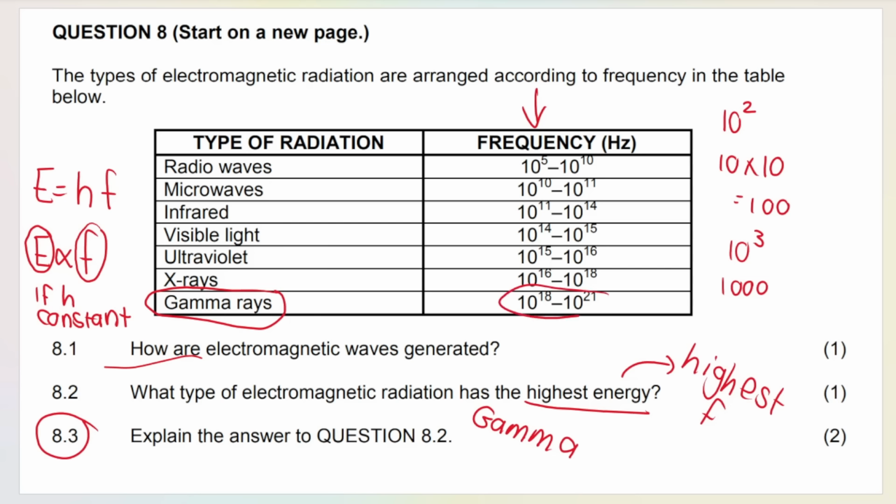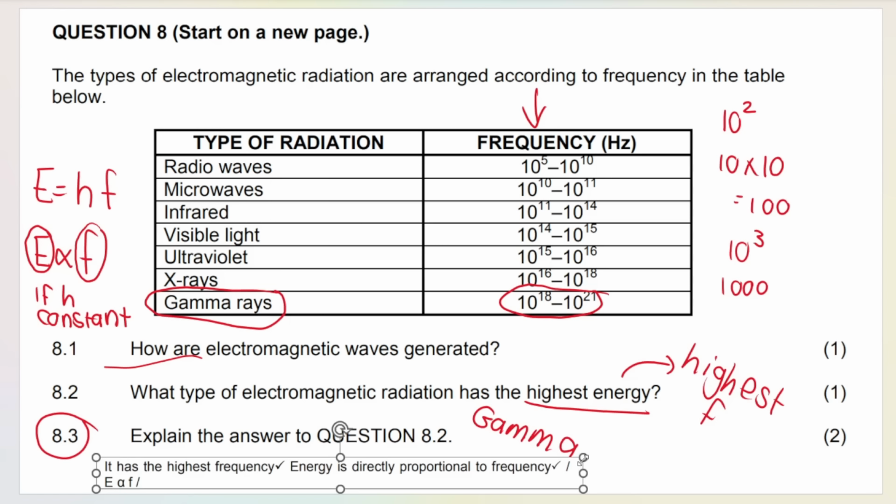That's very big numbers. Gamma rays have the highest frequency and the highest energy. That's why it's the most dangerous type of electromagnetic radiation. Okay, so how do you answer 8.3? So here's our answer for 8.3.